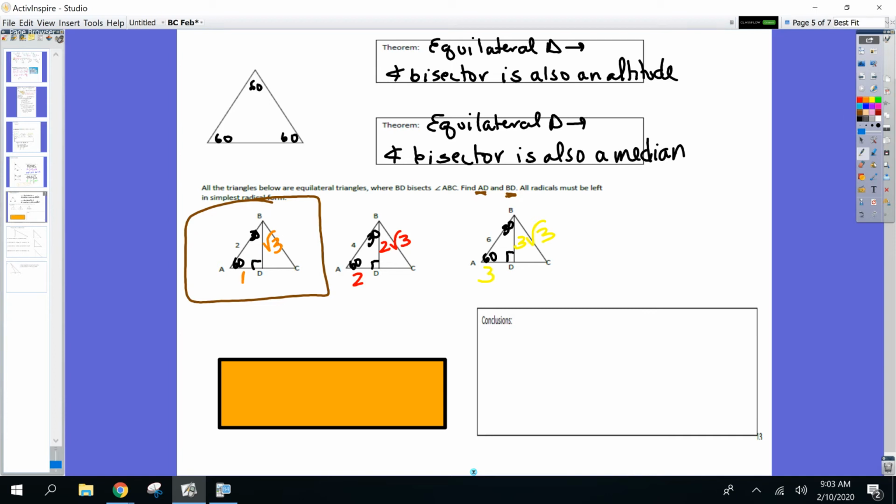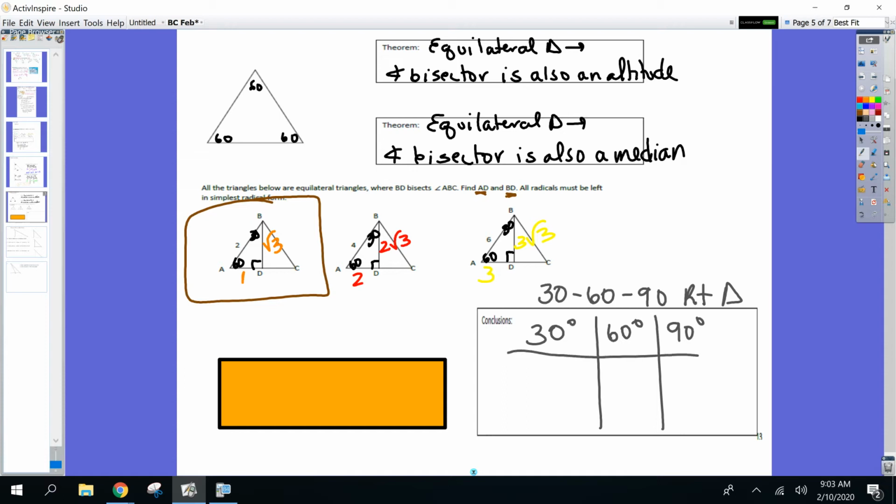Again, what do I call this special right triangle? It is a 30, 60, 90. I didn't use the whole triangle. I only used triangle ABD every time. So this is a 30, 60, 90 right triangle. So just like I did for the 45, 45, 90, we are going to have to chart a 30 degrees, a 60 degrees, and a 90 degrees. Okay, you guys tell me if you can figure out the rules or not.